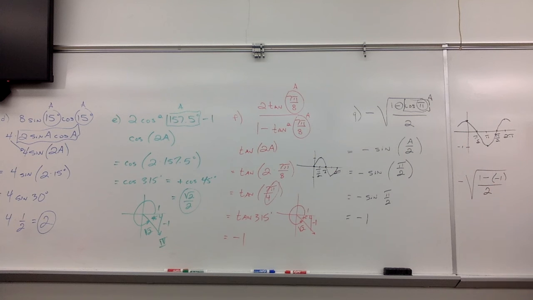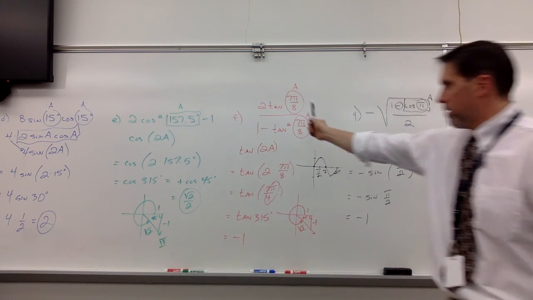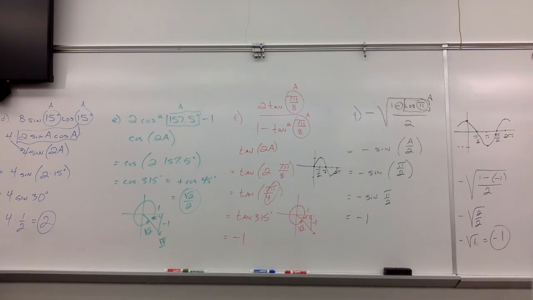Well, 1 minus negative 1 is 2. So you have negative square root of 2 over 2. You have negative square root of 1, which is negative 1. Same answer, just a little bit different approach. I would not recommend that approach on the others. Those, you definitely need those double and half, but sometimes you can get away with a little shortcut simplifying.